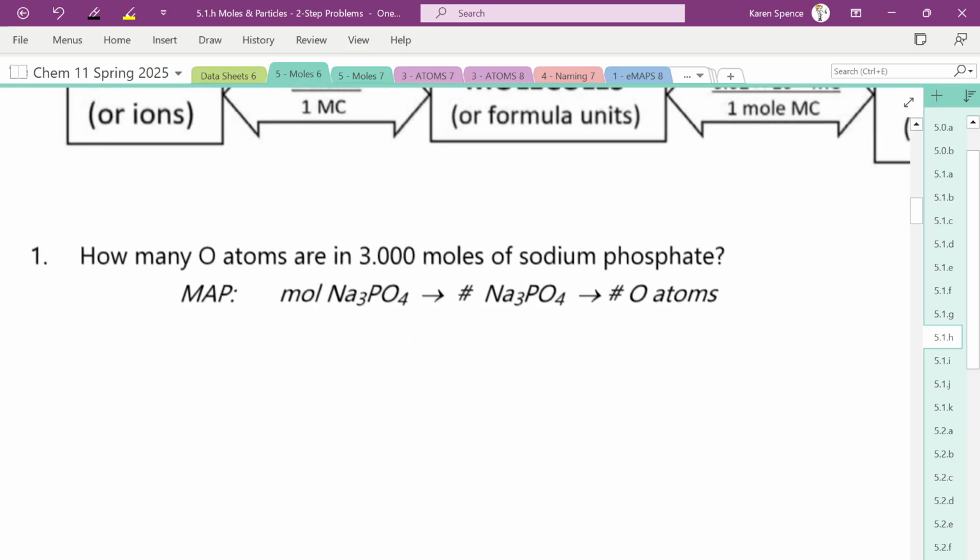How many O atoms are in? So I'm going to start my little thing here. I'm going to say, how many O atoms?